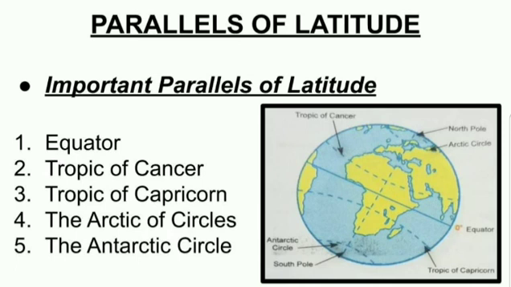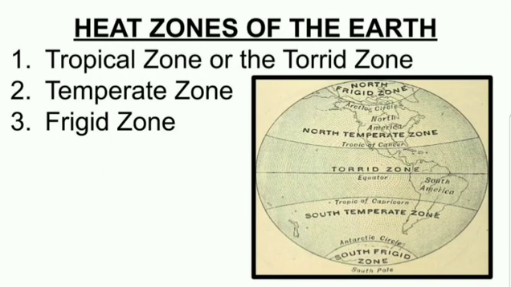Now we move on to the next topic, that is the heat zones of the earth. As the latitudes are drawn, the latitudes will divide the earth into 3 heat zones. These are explained properly from page number 125 and 126, which you can read later on. But the 3 main heat zones of the earth are the torrid zone, that is the tropical zone, the temperate zone, and the frigid zone. So we will understand slowly one by one the different heat zones of the earth. Accordingly we can know the climate of the place. So from latitudes we can understand the climate of a particular place.